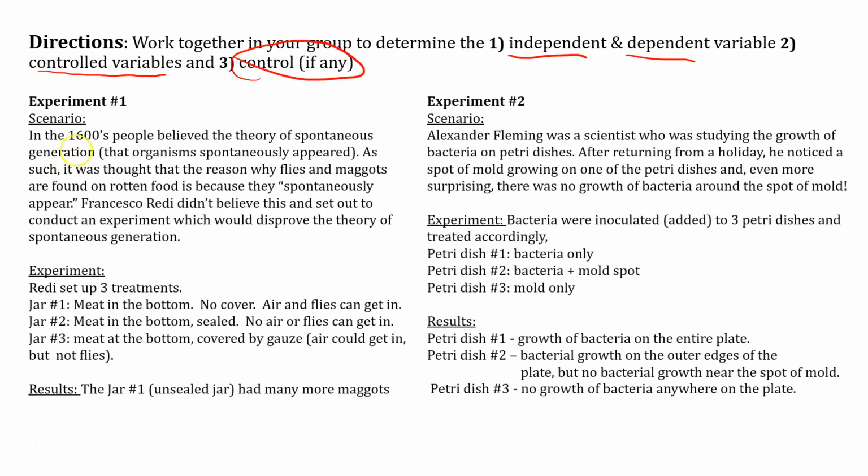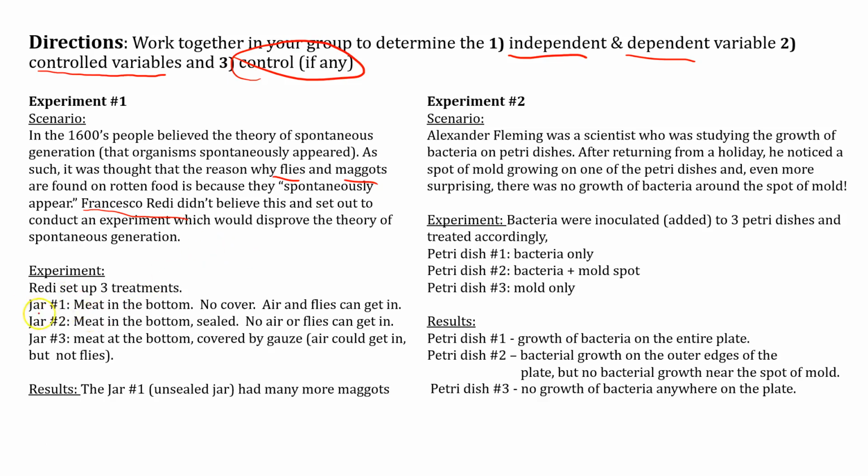The first one is that in the 1600s, people believed this theory of spontaneous generation, that things like mushrooms and grass and animals just kind of spontaneously appeared. And according to this thinking, the reason why flies and maggots would be found on rotten food is because something about the food made them spontaneously appear from the food. And there's a famous scientist, Francesco Redi, who didn't buy this, and he set out to conduct an experiment.